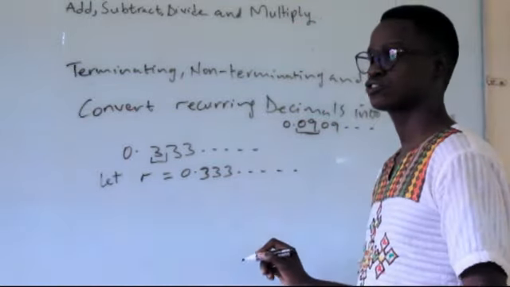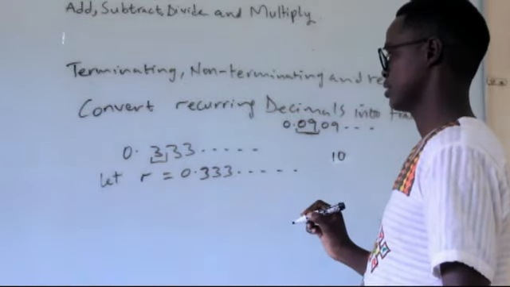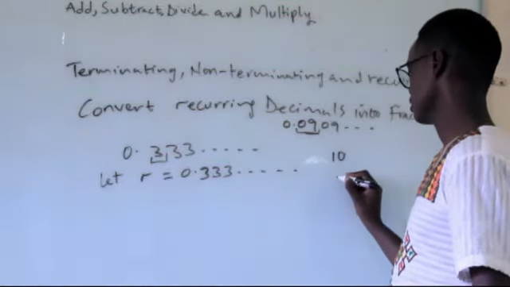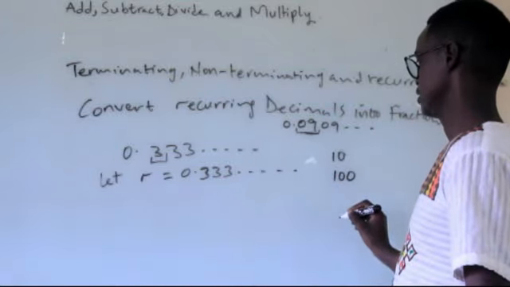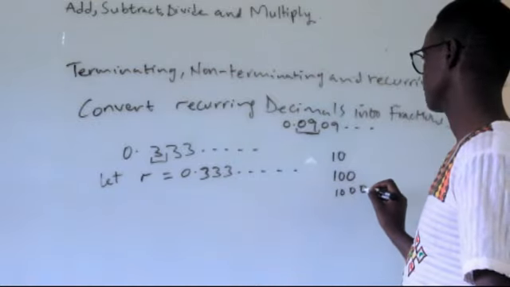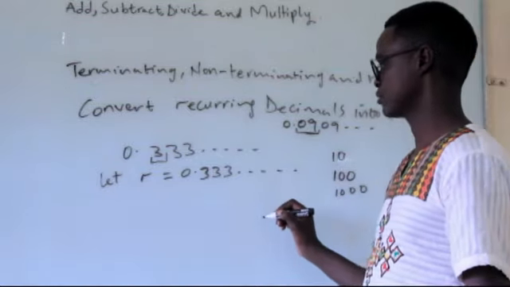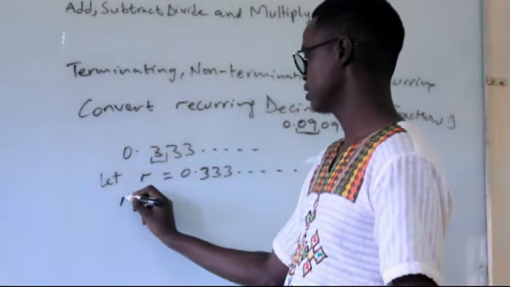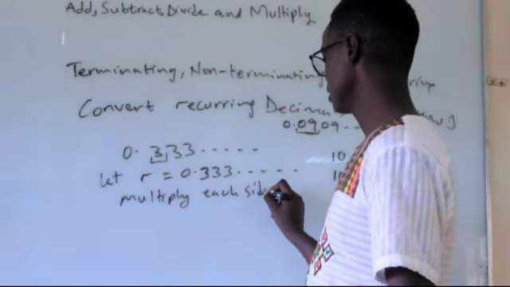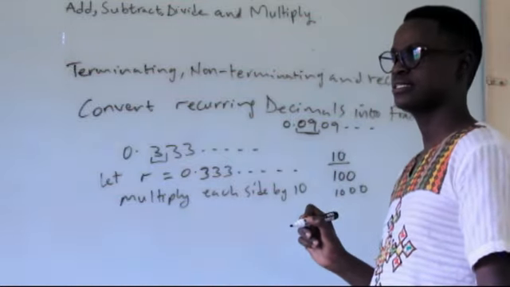So that means it gives us 1 place value, and that means we have 10. If it is 2 values that are recurring, then we have 100. If it is 3, then we have 1000. So this will depend on the number of values that are recurring. Still, we are using the knowledge of place values. So we are going to multiply each side by 10 because it is one value that is recurring.